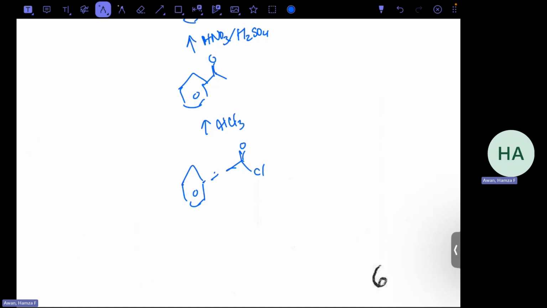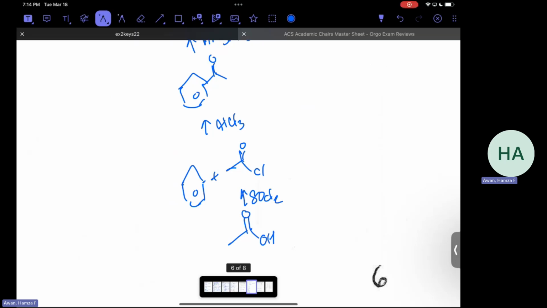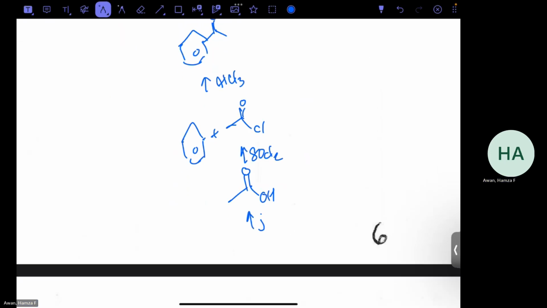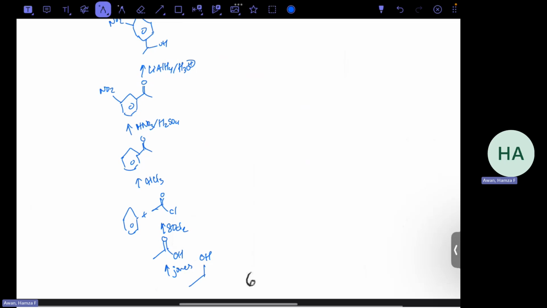So all that together, we can use SOCl2. This is going to cause it to become a carboxylic acid, OH, and we can use Jones reagent to create a primary alcohol right there. So that was the left side.